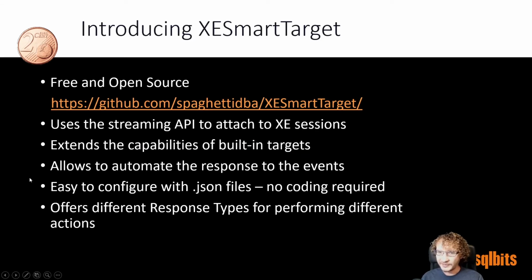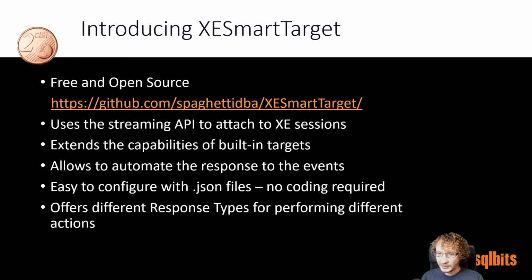XC Smart Target is a free and open source project that you can find on GitHub, on my GitHub. So the address is github.com/spaghettidba/XC Smart Target. And this command line application has the ability to receive events using the streaming API for extended events. And these events are treated by some response types that will perform some actions in response to the events. And these actions are meant to be an extension to the capabilities of the standard targets.